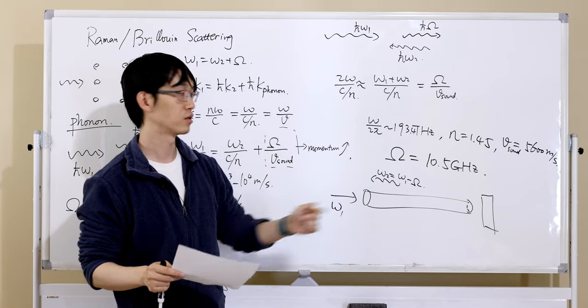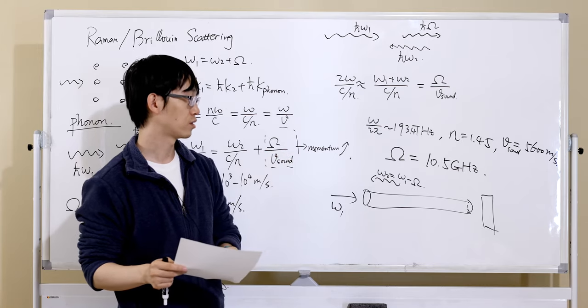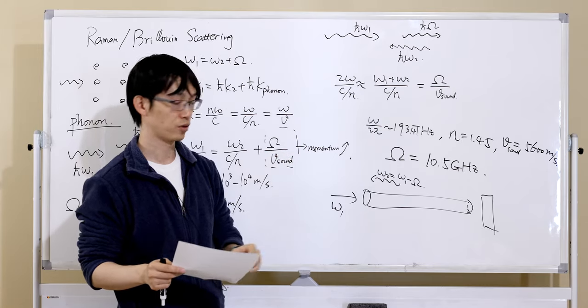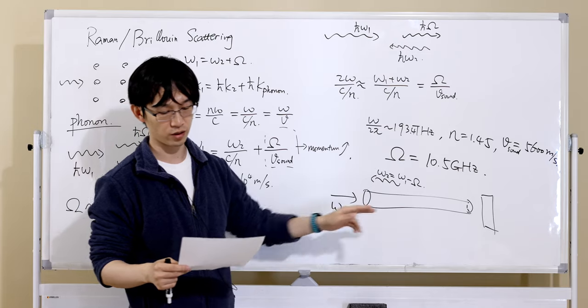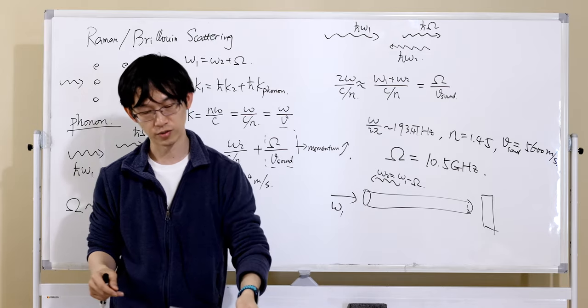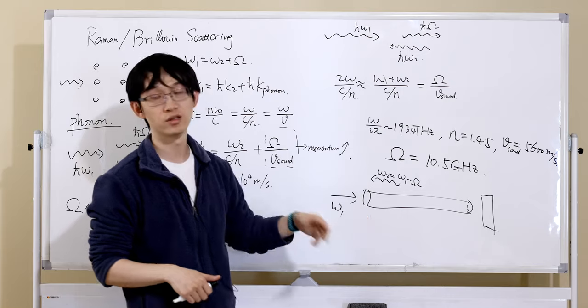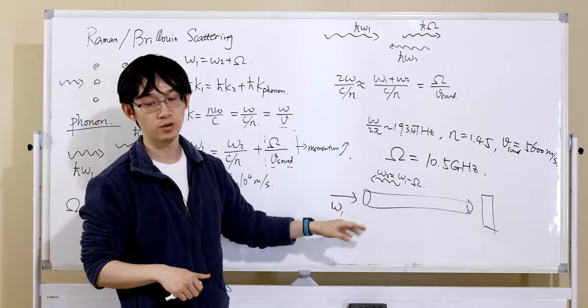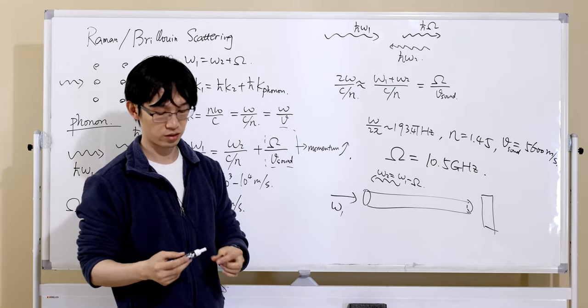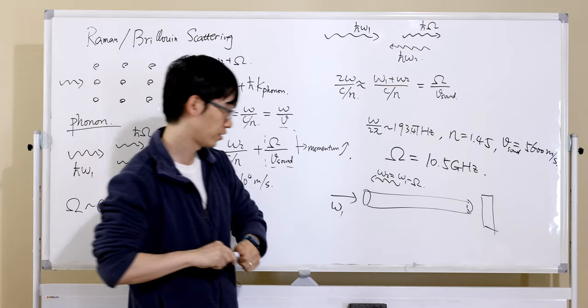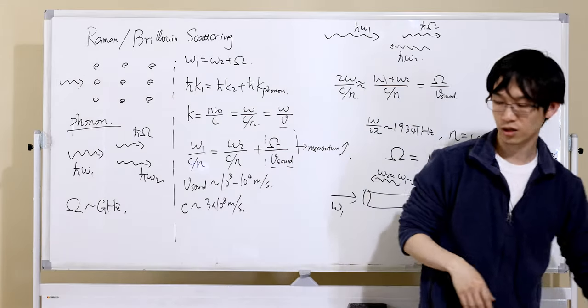So this is one thing people always need to be careful about when they use long fiber to do experiments. And that's also one of the reasons why in telecommunication, people don't use high power to transmit information. Okay, that's it for today.